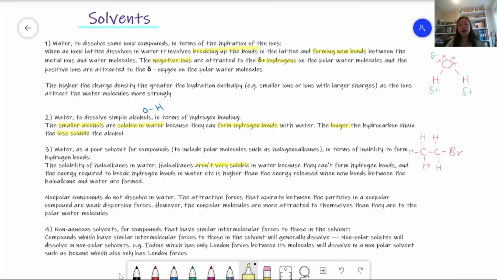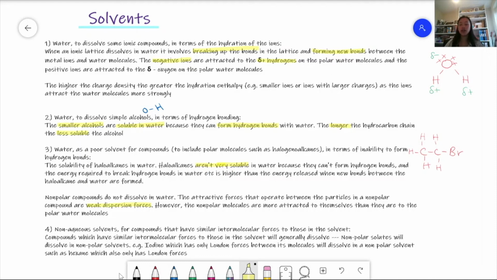And the energy required to break hydrogen bonds in water is higher than the energy released when new bonds between the haloalkane and water are formed. So in conclusion, non-polar compounds do not dissolve in water, and the attractive forces that operate between the particles in a non-polar compound are weak dispersion forces. However, the non-polar molecules are more attracted to themselves than they are to the polar water molecules, and so that's why they don't form bonds with the water.